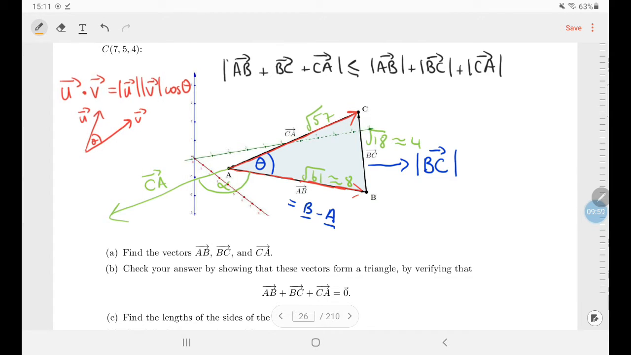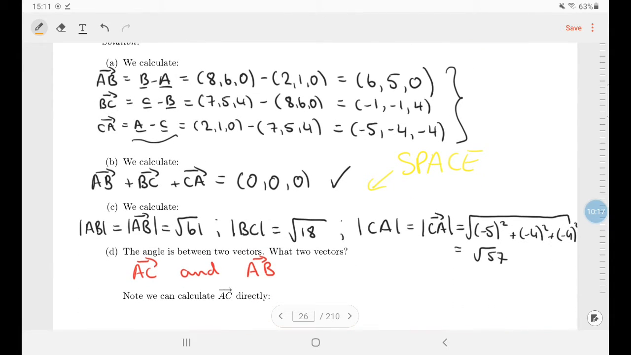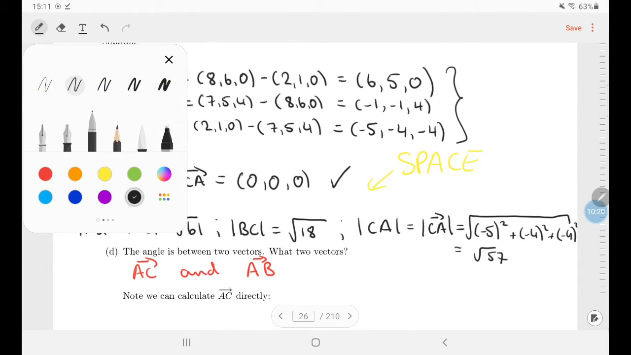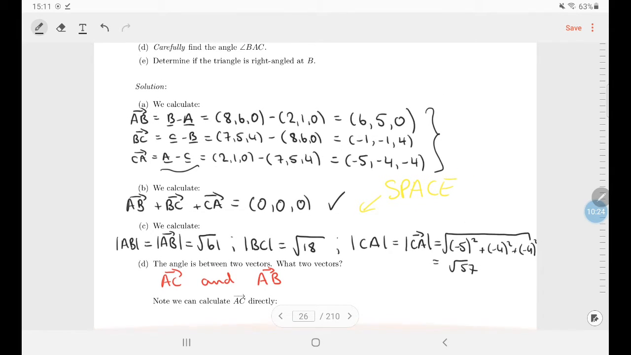And the vector from A to C that we're interested in here is in fact in the opposite direction of C to A, but it has the same length, so it is minus C to A. You could use that if you wanted, but I think we're just going to find A to C ourselves. So we're going to find A to C directly. Let's see, we have space down the bottom here. There's no space, so A to C is equal to the vector C minus A.